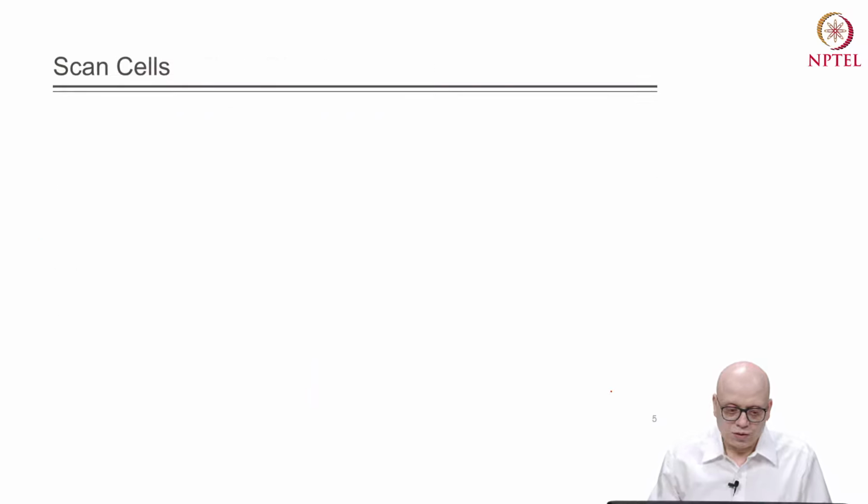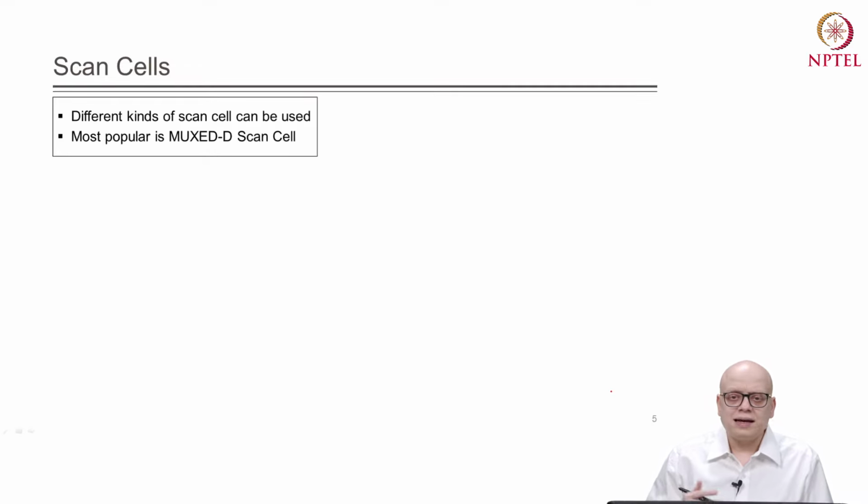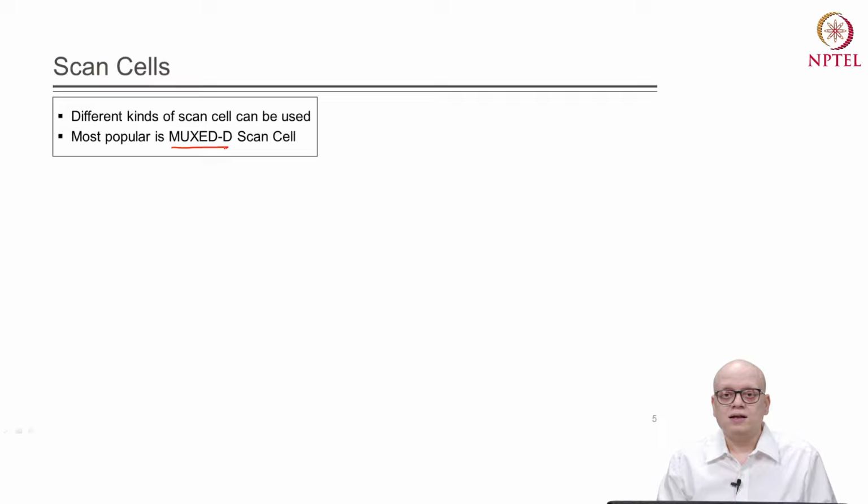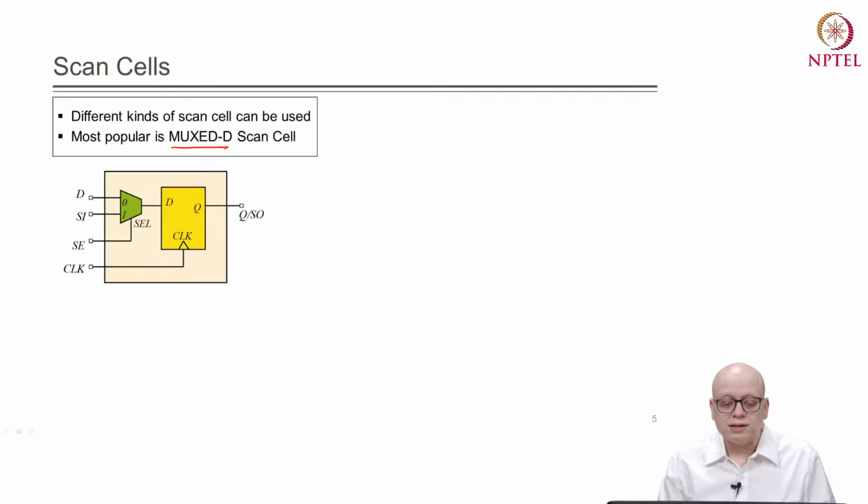Now, what are scan cells, right? We said that we replace each flip flop, or D flip flop, in our design with scan cells. Now, what are these scan cells? There can be many different kinds of implementation of the scan cells. One of the most popular is the mux-D scan cell. So, let us look into the internal implementation of the mux-D scan cell.